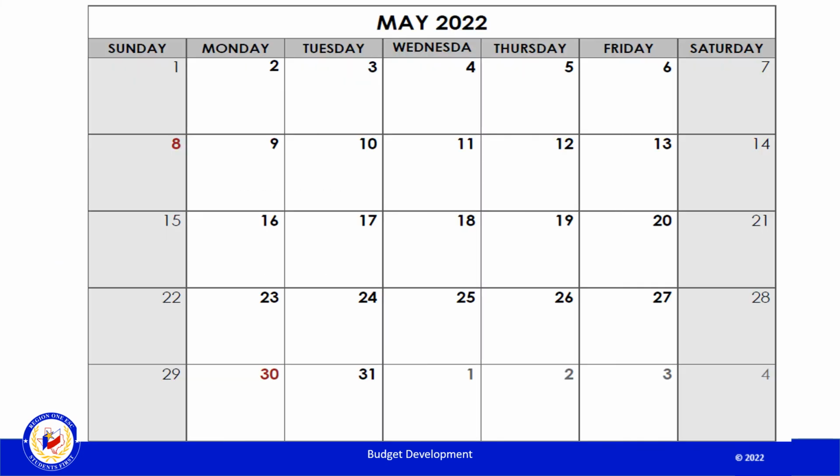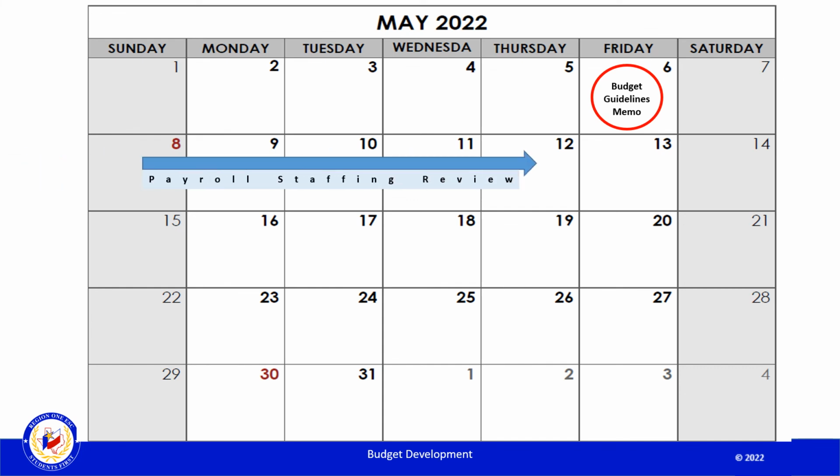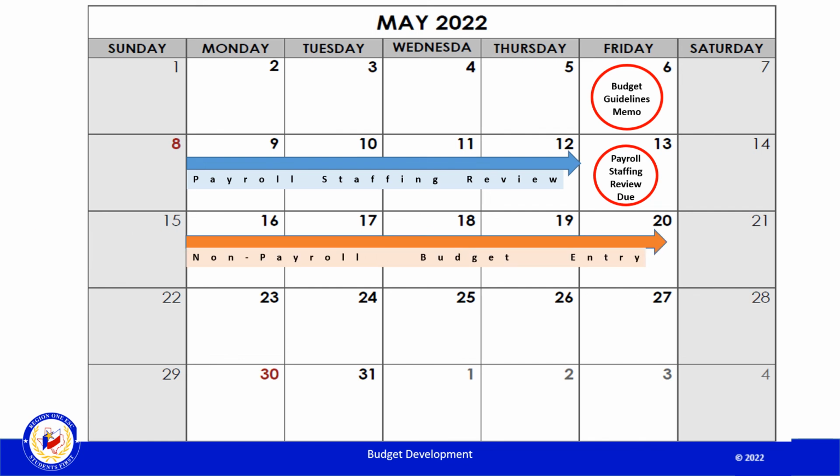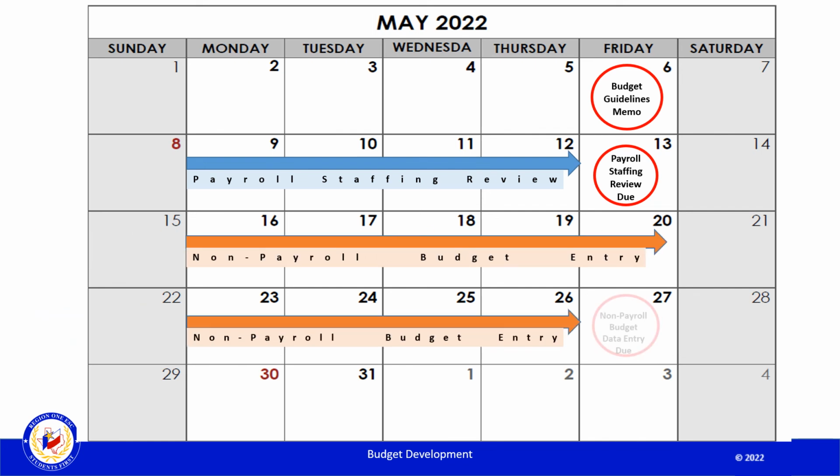These are the due dates displayed on a calendar. The budget guidelines were available on May 6th. The payroll staffing review will be available from May 9th through May 13th to update and review and is due by May 13th. The entering of non-payroll items will be available for the 2-week period from May 16th through May 27th and is due by May 27th. The submission of your proposed budget through DocuSign is due by June 3rd.